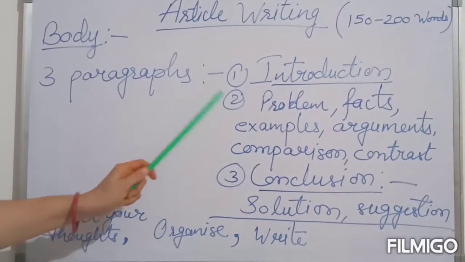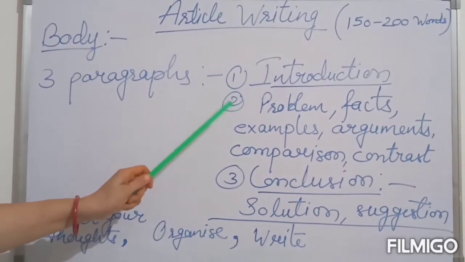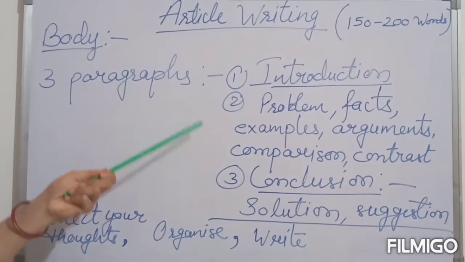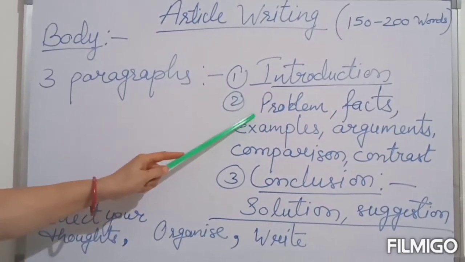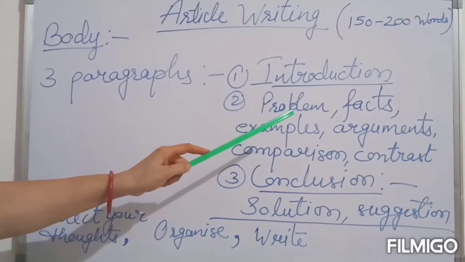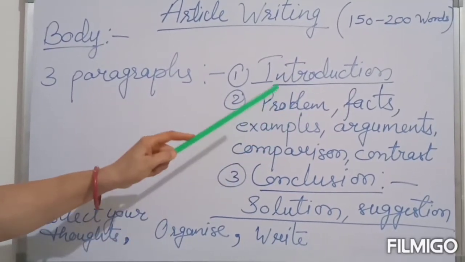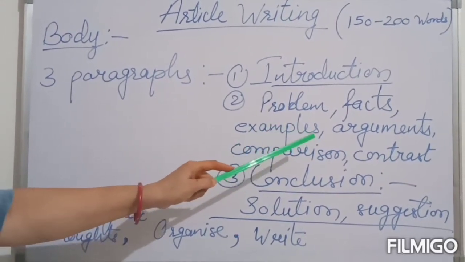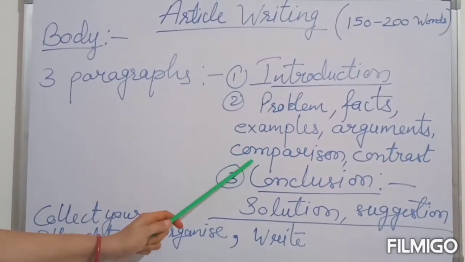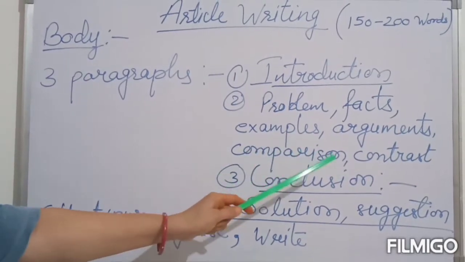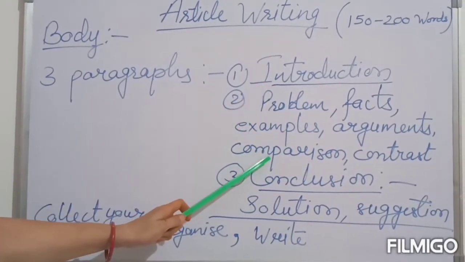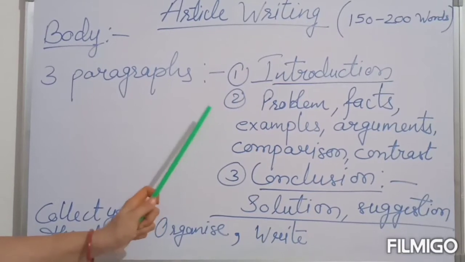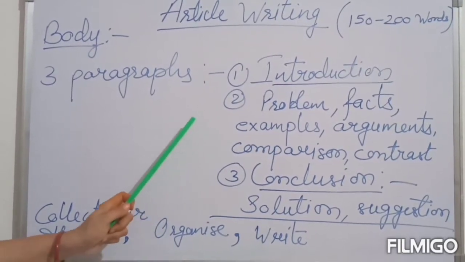In this, you will tell what the problem is, because every question has a problem. So you will tell the problem, you will present the facts related to it, and to make it clearer, you will give examples and put your arguments. You will do the comparison, you will bring the contrast. So all these things will be presented in the second paragraph, which is the most important paragraph of the article.